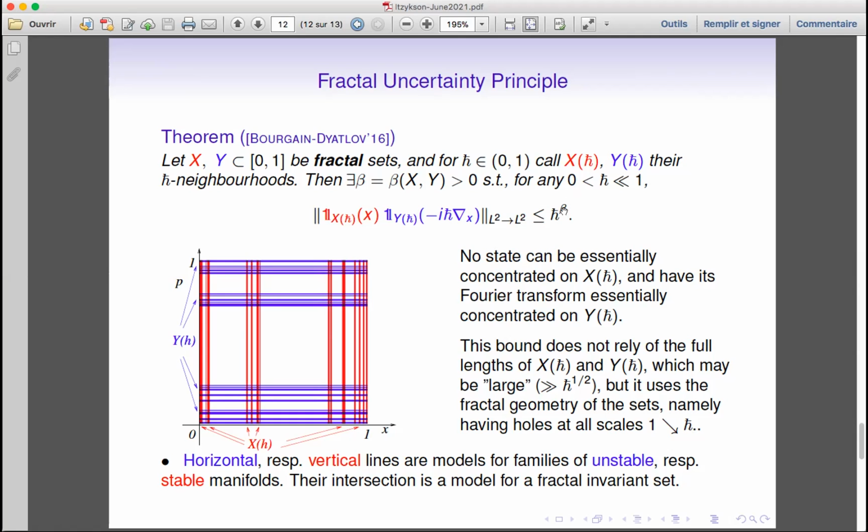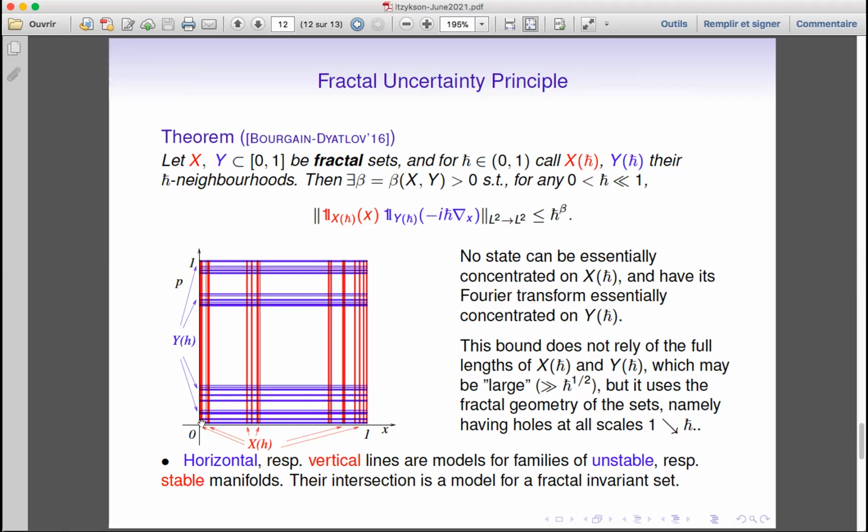Okay, so it cannot be of order 1. The impossibility of having this operator of order 1 means that there is no state which is essentially localized on x of h, such that its Fourier transform is essentially localized in y of h. And this result, it's not a question of volume.